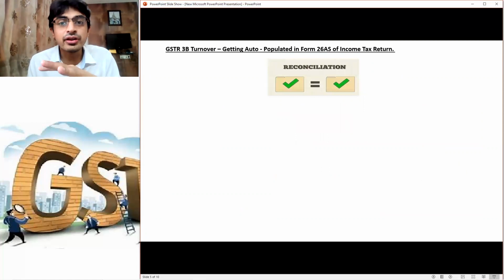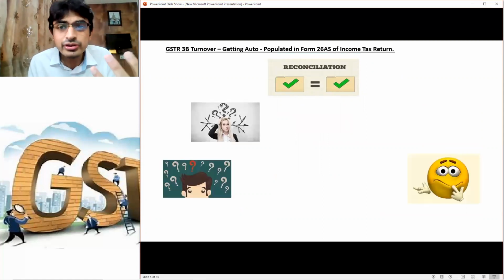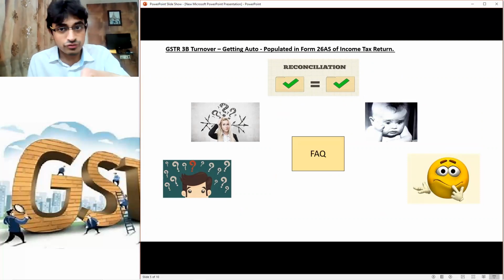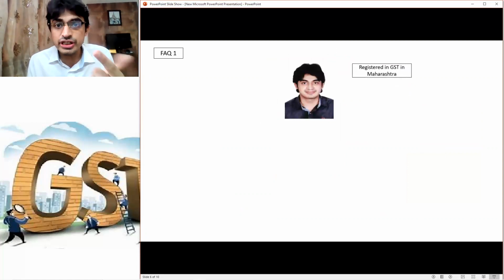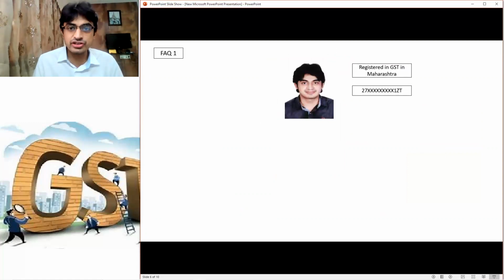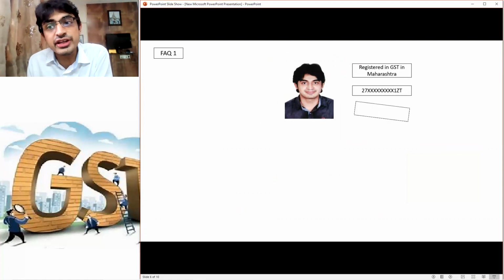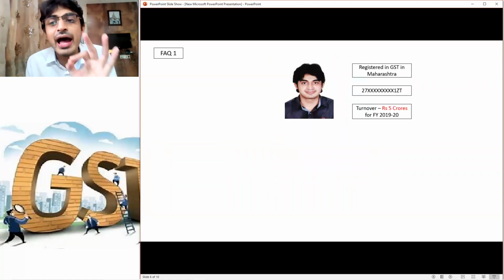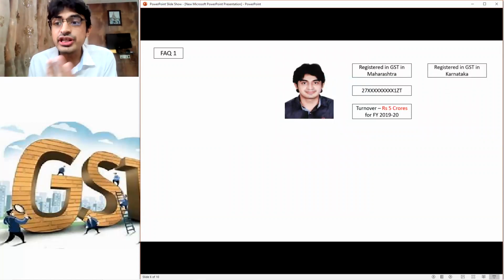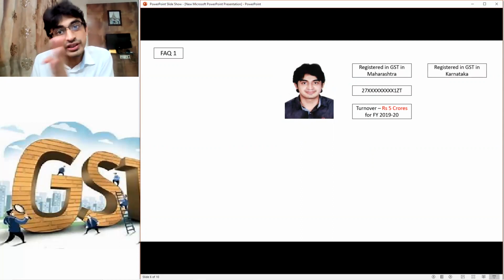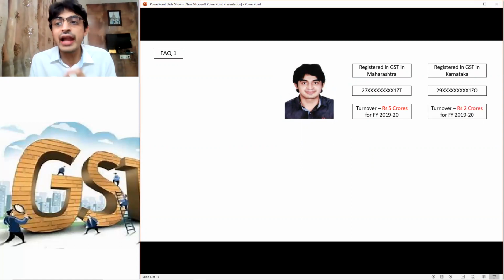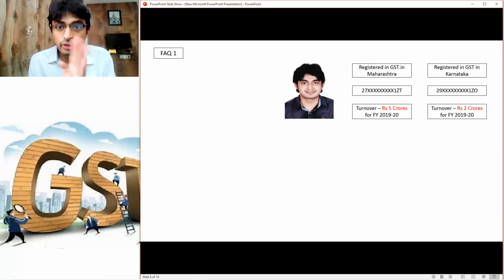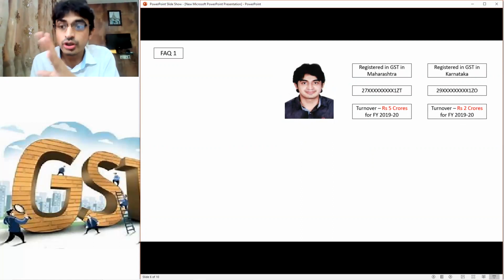Okay, now in market, there are many FAQs. They don't know about this reconciliation. They have few FAQs which I will like to share with you. FAQ number one. See this. Suppose I am registered in GST in the state of Maharashtra. This is my GST number. And I am also registered in GST in some another state. Turnover in Maharashtra is 5 crore. I am registered in GST in Karnataka also. Second state. Since I am registered in another state, I have second GST number, two separate GST numbers, distinct person. My turnover in the state of Karnataka is say 2 crore. Understood? So my state-wise turnover is Maharashtra 5 crore, Karnataka 2 crore.